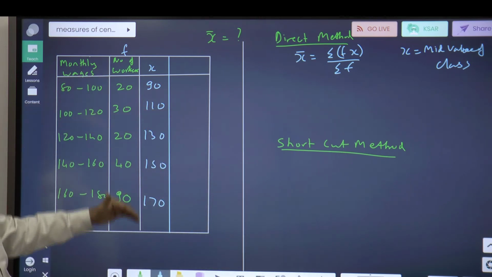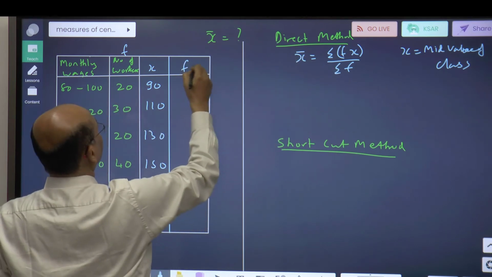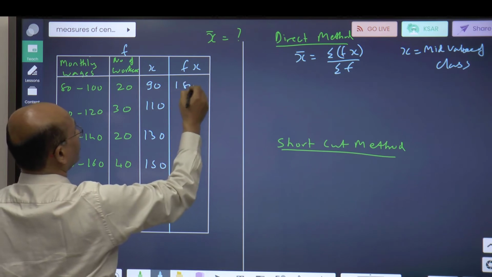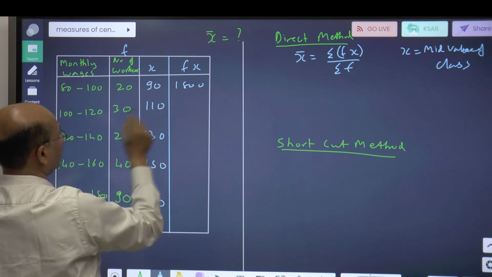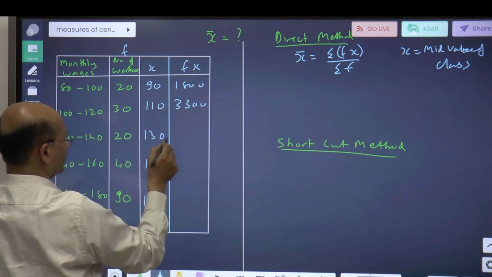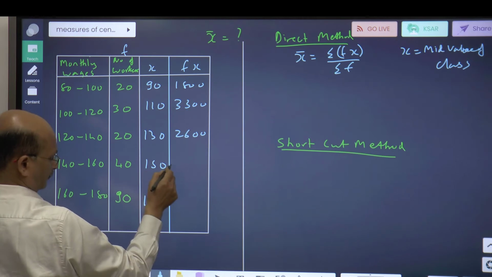Anyway, once you finish with this, I have to get fx now. Look at the formula there, fx. Fx means this, that's it. So it will be 1800, 9 times 18, this will be 3300. This is 2600, this is how much?